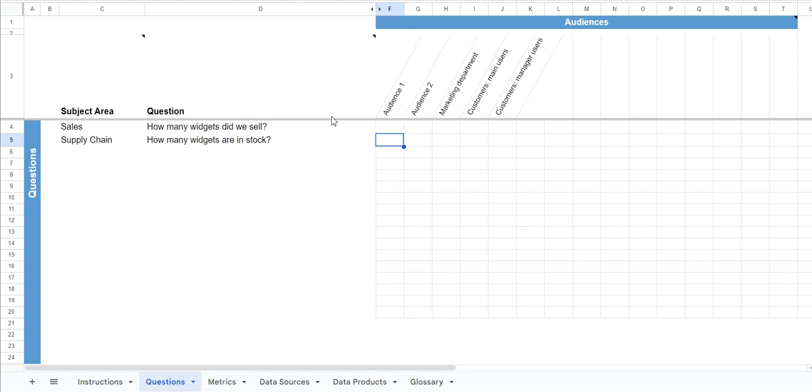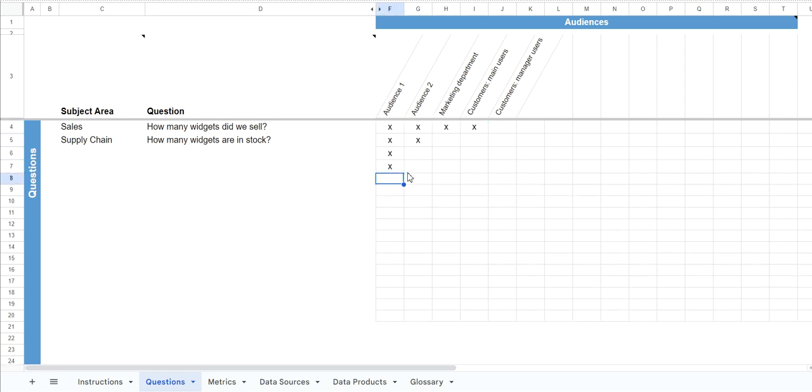As you identify audiences and questions, it's helpful to just mark which audiences are interested in each question. You may have multiple audiences interested in the same question, or you may have one audience that asks multiple questions, or any combination of those.